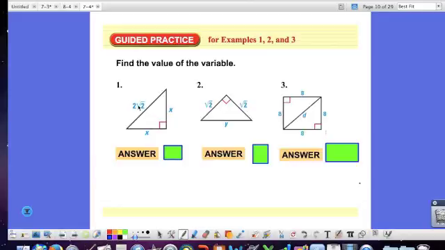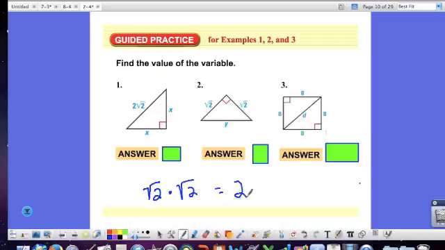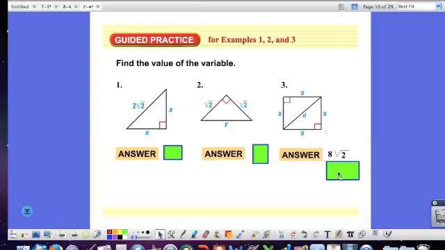I can see that number 1, something times radical 2 is going to be 2 radical 2, so x has to be 2. I can see here, if this is radical 2, the leg, times radical 2, it is going to be 2. And d is going to be 8 radical 2, because 8 times radical 2 is 8 radical 2.